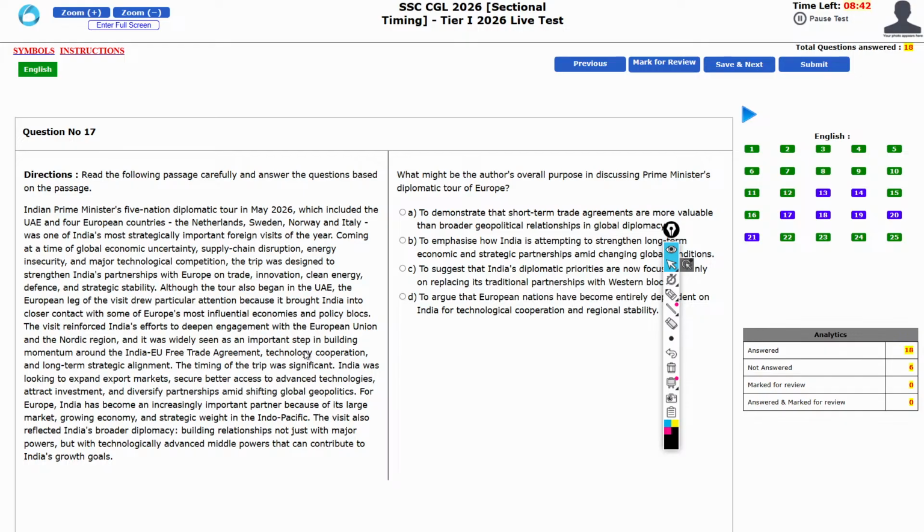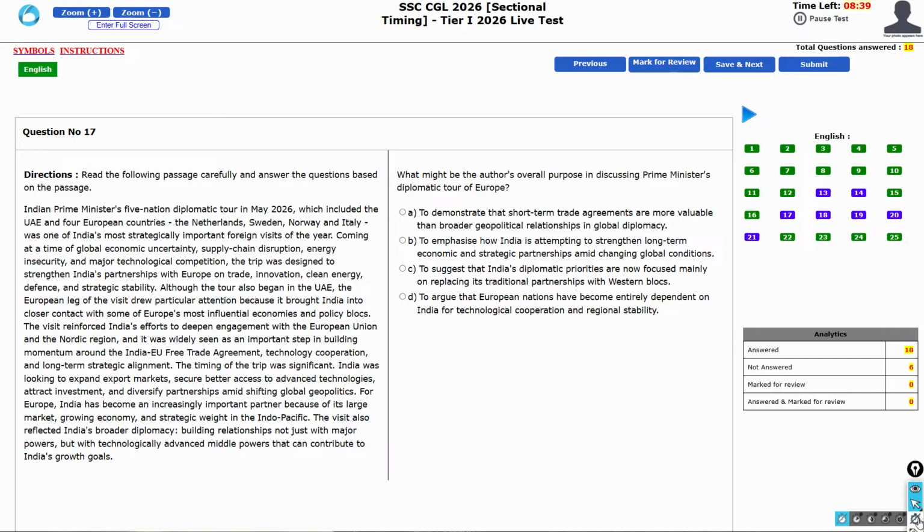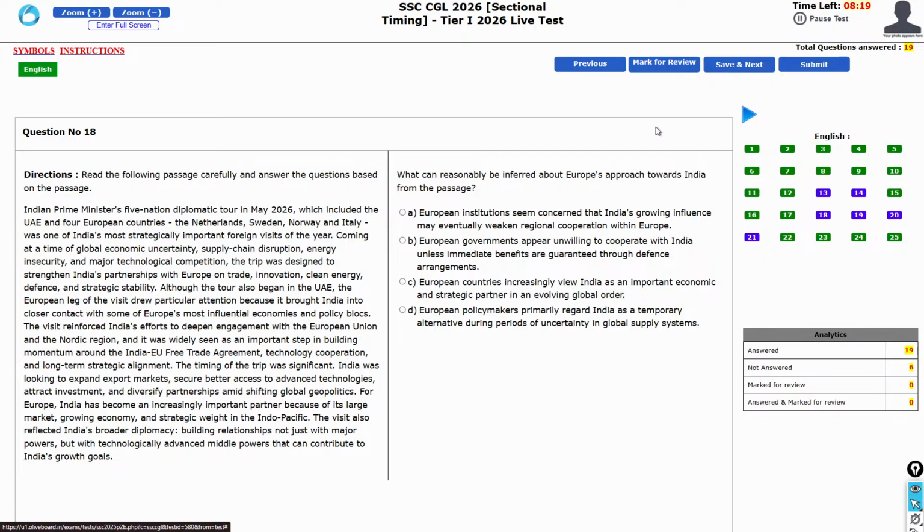Okay, so they are asking, what might be the author's overall purpose of discussing PM's diplomatic tour to Europe? To demonstrate the short-term trade agreement, no. Emphasize how India is to strengthen long-term, yep, changing global condition. To suggest India's enterprise focus mainly, no. Argue nations have become entirely dependent, no. What can reasonably be inferred about Europe's approach towards India in the passage? European institutions seem concerned that India's growing influence may eventually weaken, no.